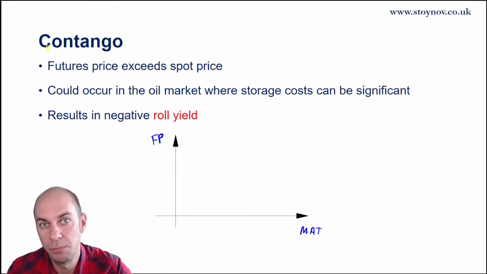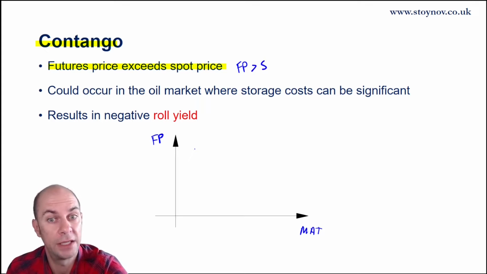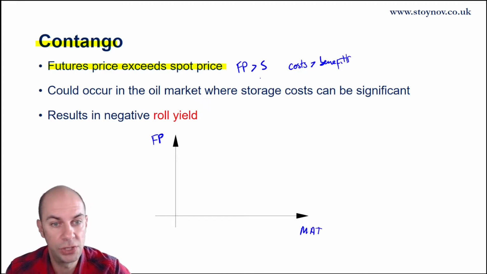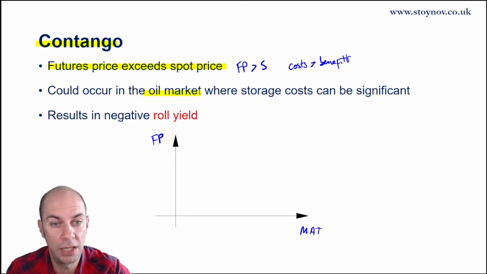And we come to our first important word, which is contango. Contango occurs when the futures price is greater than the spot price. On the previous page, we said that the futures price will be greater than the spot price if the costs of carry exceed the benefits of carry. So what sort of market would you see that in? Well, it could be the oil market, because in the oil market we're going to have a lot of storage costs. Remember, these barrels of oil have to be stored either in onshore facilities or offshore tankers.